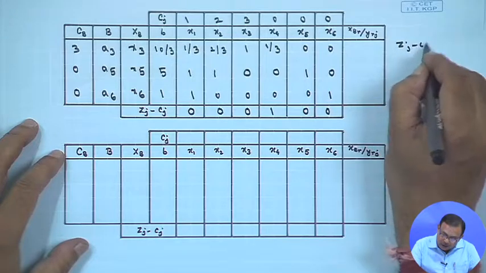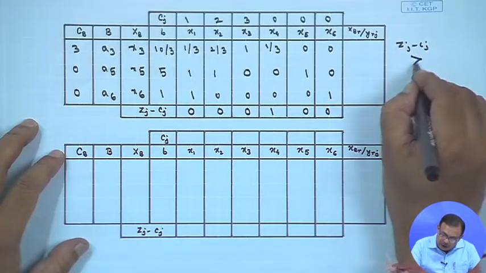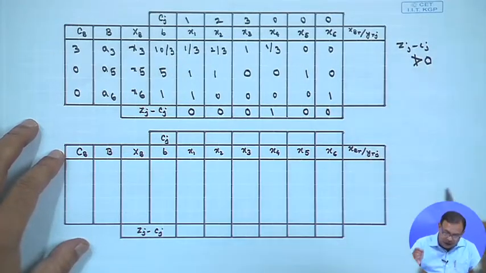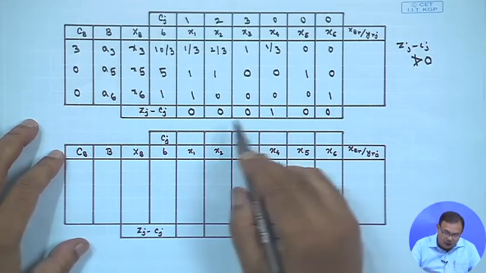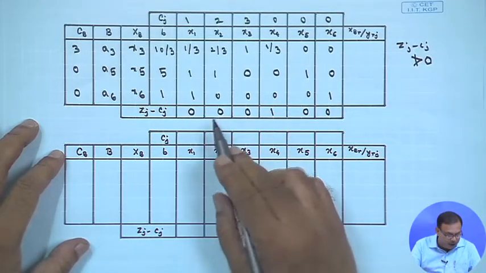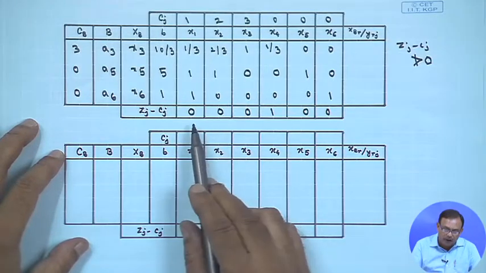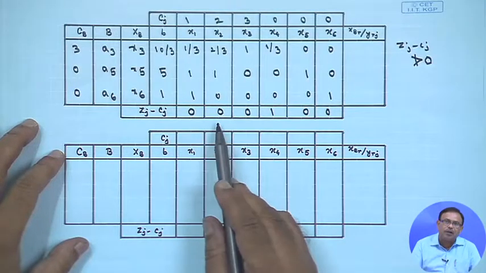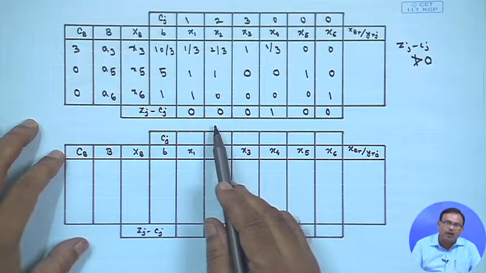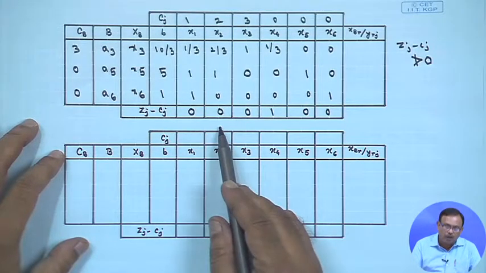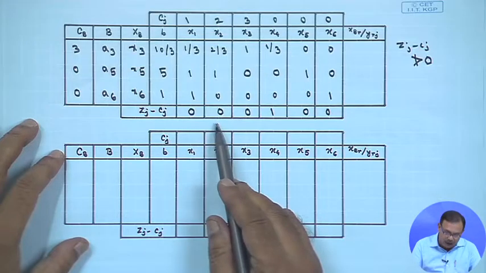this one is not greater than 0 for non-basic variables x1 and x2. Please note this one. I will come to this point, that Zj minus Cj is equal to 0, not greater than 0 for the non-basic variables x1 and x2.